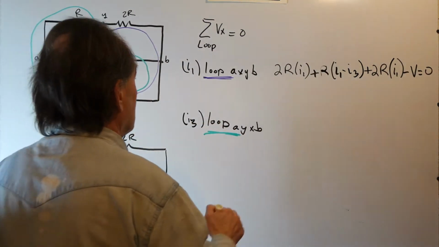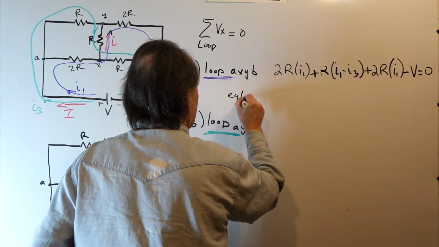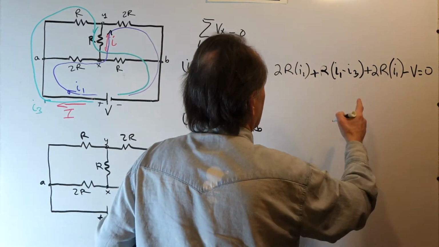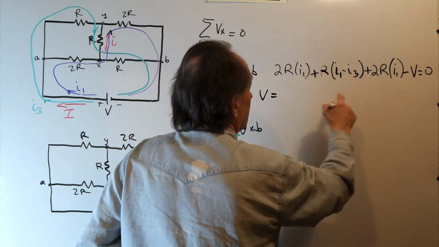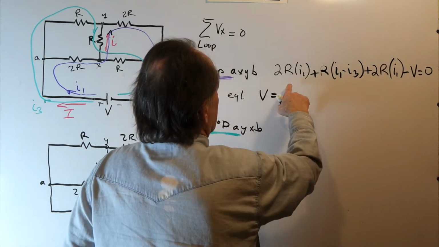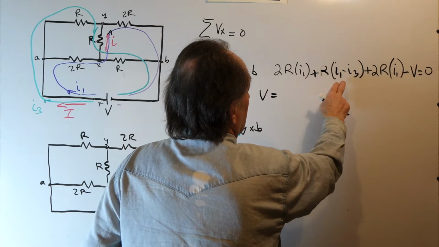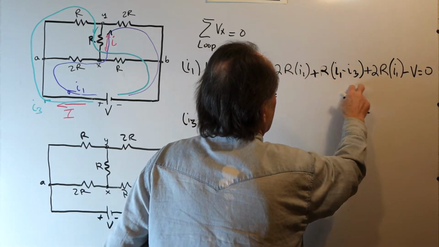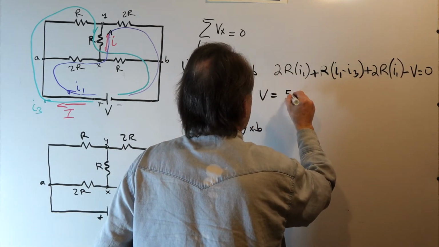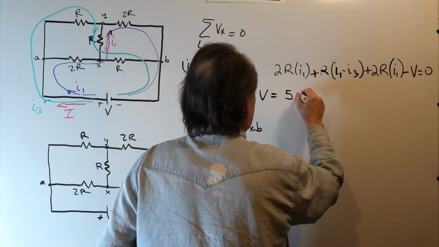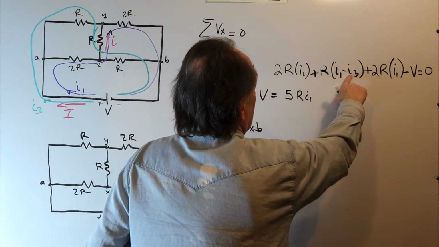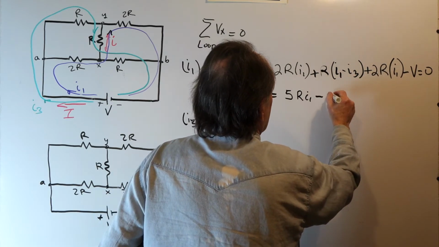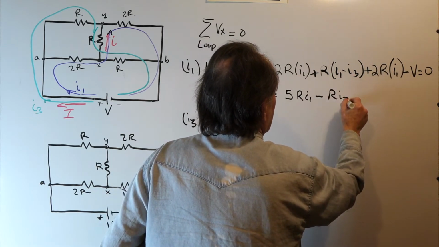Let's gather like terms, so we'll have equation 1. Equation 1 will be V. Bring it off to the right hand side. We add the I1 terms, so we have 2, 1, and 2, so we have 5R I1, and we have a minus R I3.